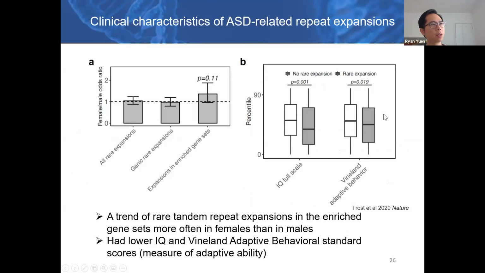So in terms of the characteristics, we found that the individuals with rare tandem repeat expansions in these gene sets are more often females than males, which is quite similar to what we know in the de novo loss of function mutations or de novo CNVs. And they also have lower IQ and adaptive ability. So all these are very consistent with the loss of function mutations, de novo or rare inherited ones that we found earlier for ASD.